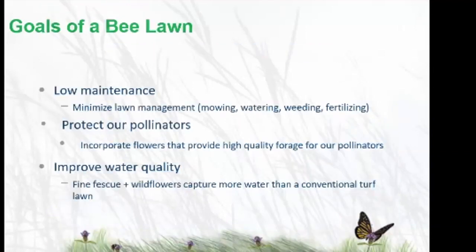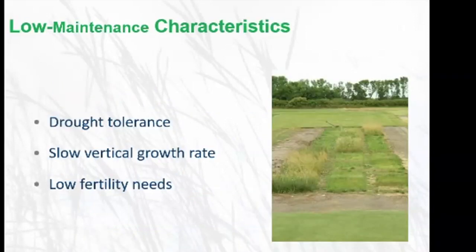So the goals of a bee lawn are threefold. We want them to be low maintenance, we want them to protect our pollinators, and we want them to improve water quality. And it's at this point that I always try to remind folks, this is by no means a replacement for a native planting or a prairie. This is simply an eco-friendly enhancement to your traditional turf grass lawn. So in those areas where you were considering installing something native and native prairie, go ahead and do that. But if you wanted to make turf grass areas of your yard work a little bit better for the environment, for the pollinators, for wildlife, this is something great to consider.